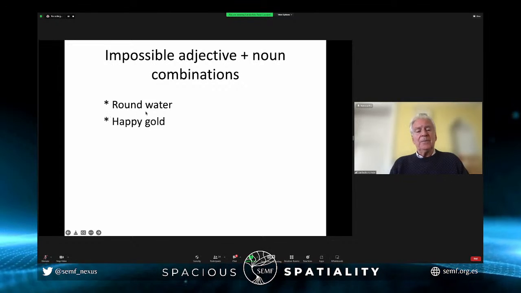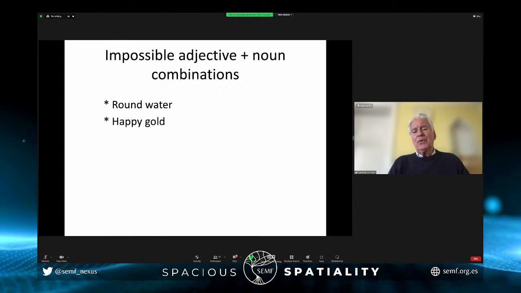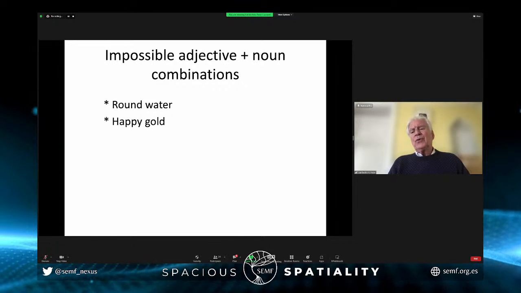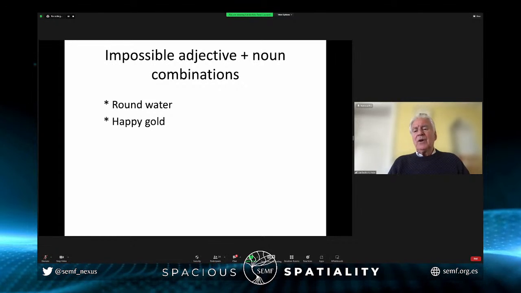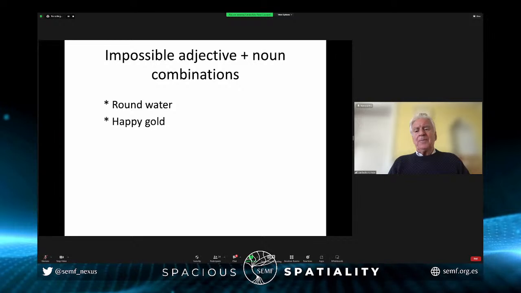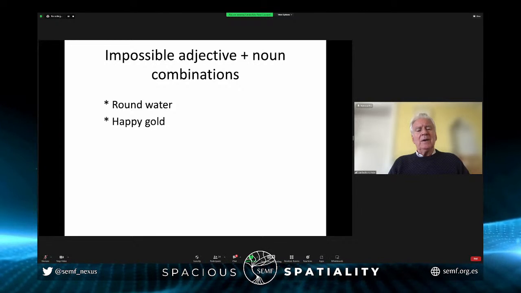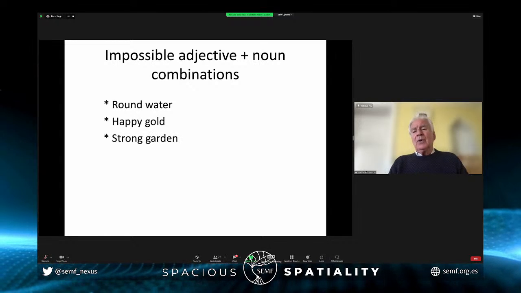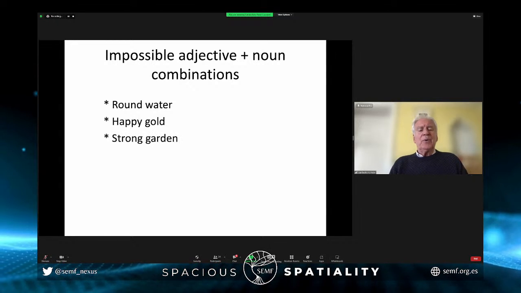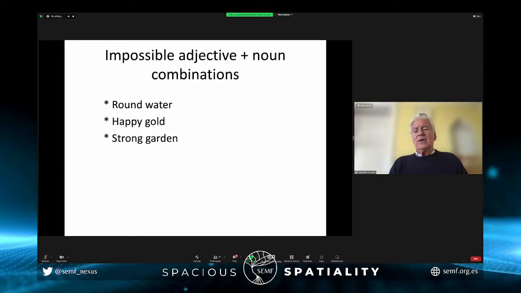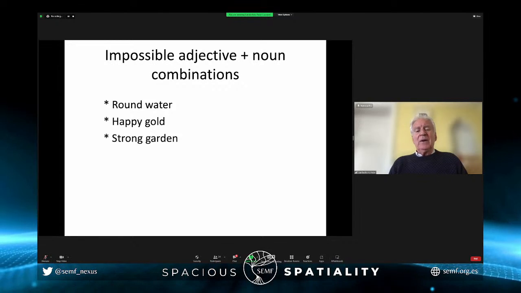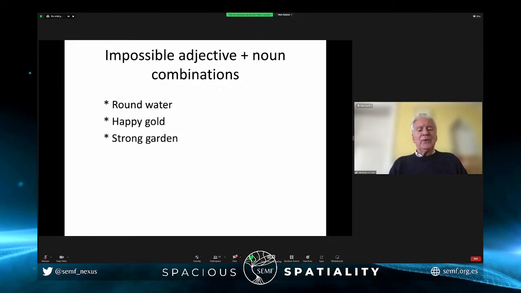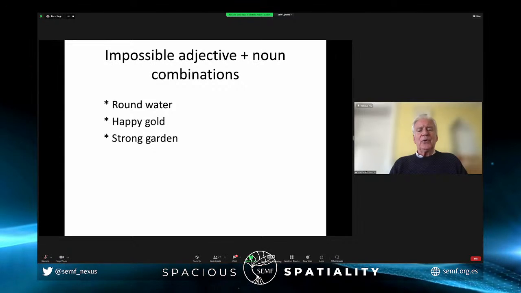This is excluded. You can't say happy gold, because happy requires the emotion domain. I didn't talk about that. But gold doesn't allow the emotion domain. So that's another impossible combination. You can't say strong garden. A garden is a place and a garden can't exert forces. So that's incompatible with the force domain.